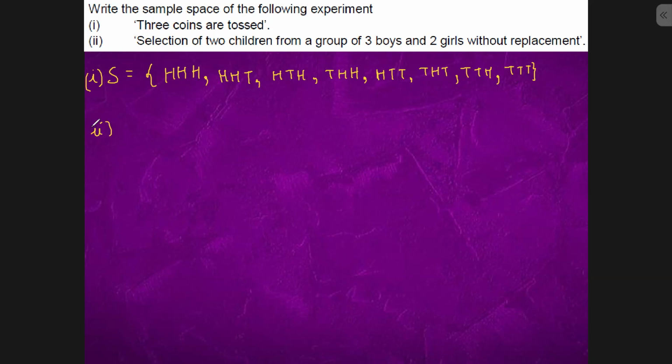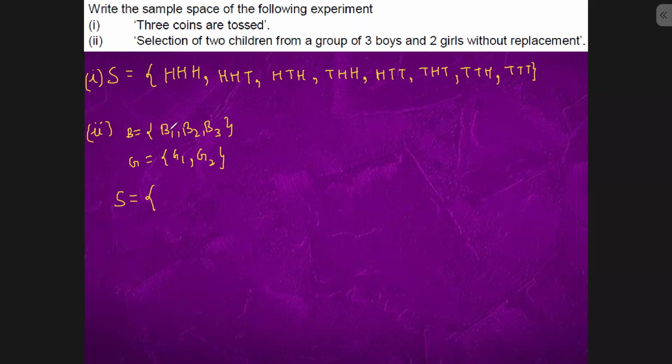Question 2. Selection of 2 children from a group of 3 boys and 2 girls. So if we take the set of B as B1, B2, B3 and G as G1, G2. So the given sample could be 2 children.